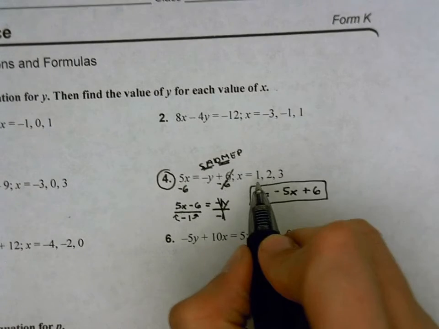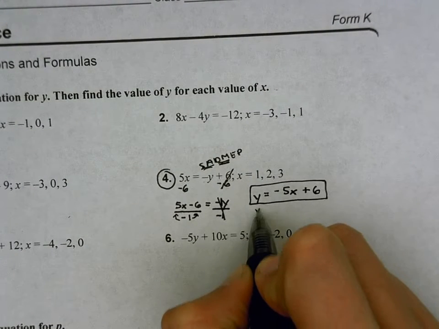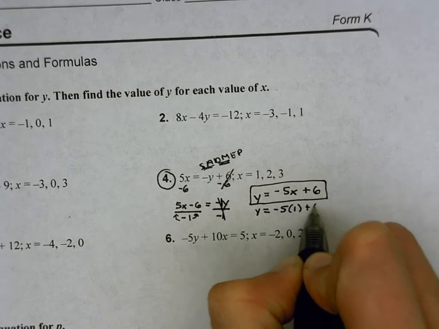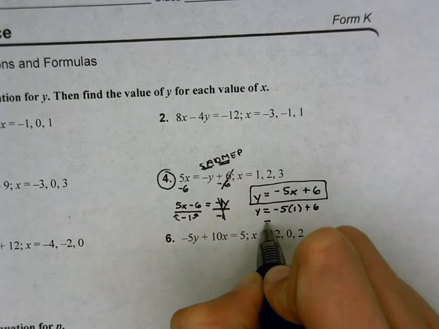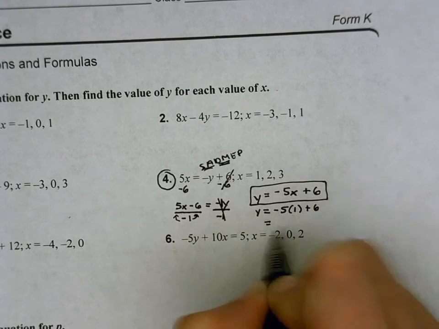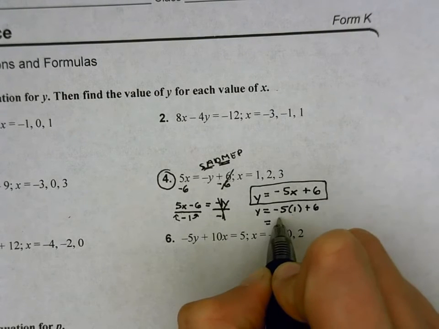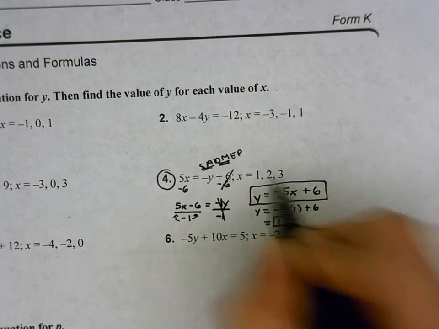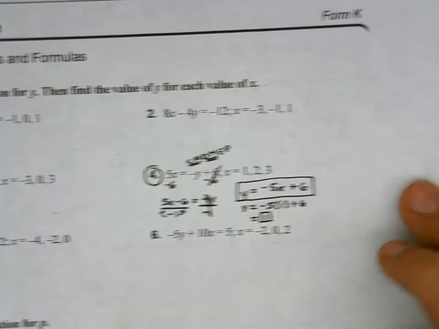And so my first value of x here is 1, which means I'm going to take that 1 and I'm going to plug it in to my x's spot. And so this x is going to become 1. So we have negative 5 times 1, which is negative 5, plus 6. And negative 5 plus 6 is 1. And I'm going to repeat this step for x equals 2 and x equals 3.